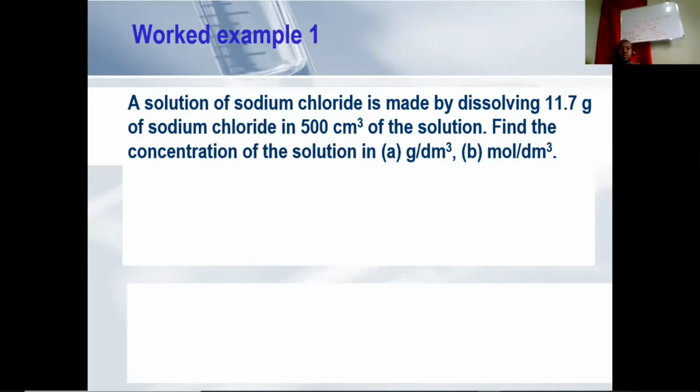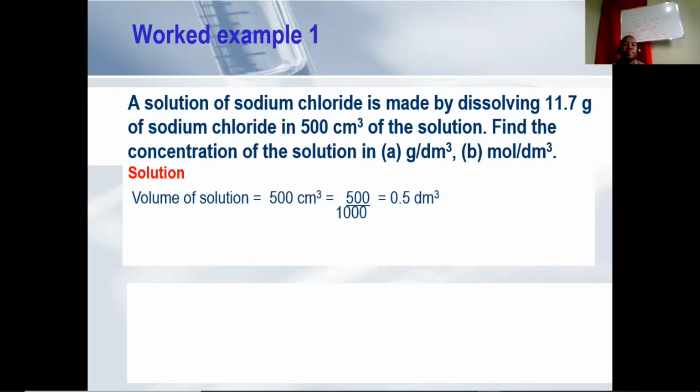All right, so we say a solution of sodium chloride is made by dissolving 11.7 grams of sodium chloride in 500 cm cube of a solution. Find the concentration of the solution in gram per dm cube and also in mole per dm cube. All right, so let's go to the gram per dm cube first. So the first thing is to ensure that our volume is in dm cube. All right, so we have 500 centimeter cube, so we divide it by 1,000 to get 0.5 dm cube. Right, so that's our volume of the solution.